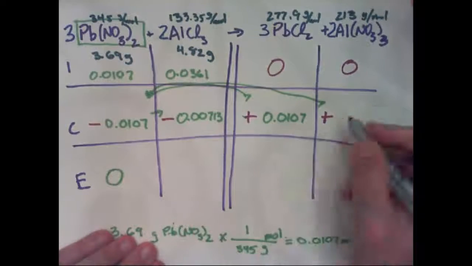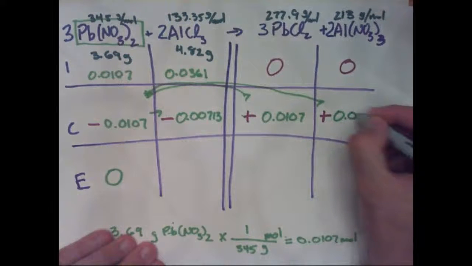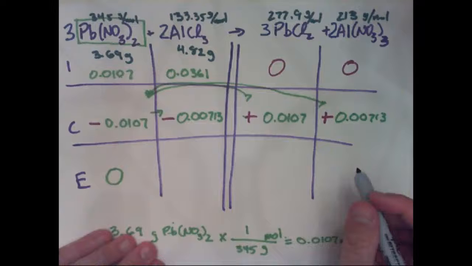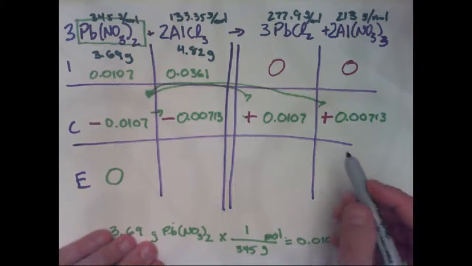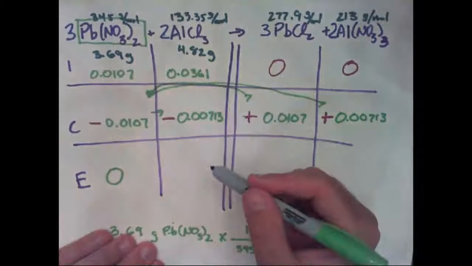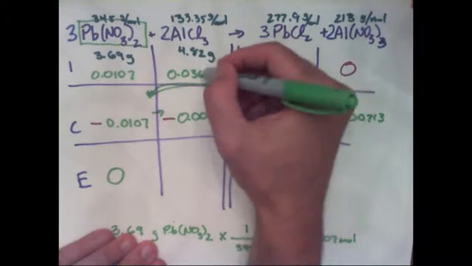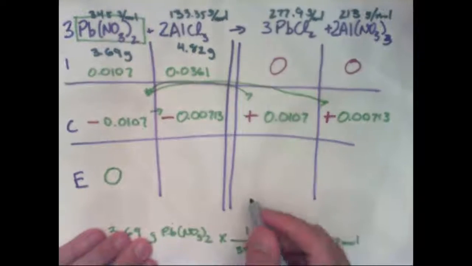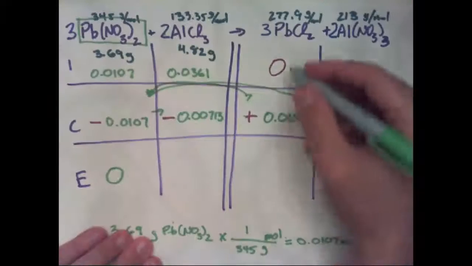So if we're using up 0.00713 moles, we can make 0.0713 moles. So we can do some shortcuts like that to help us out. Now, super straightforward. Now we have filled out almost all of our IC chart. Now we do some of the basic math.